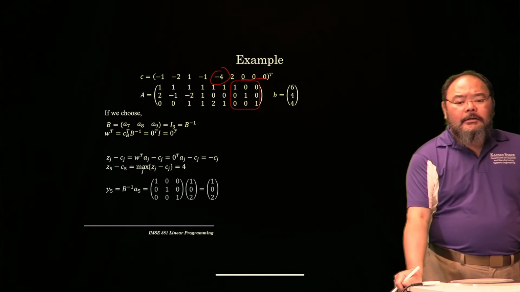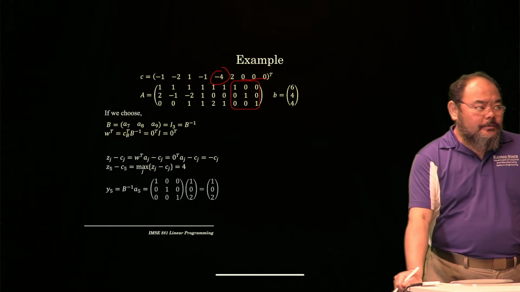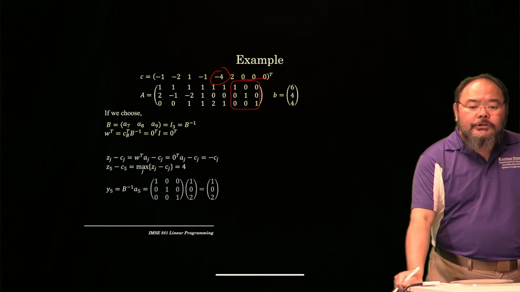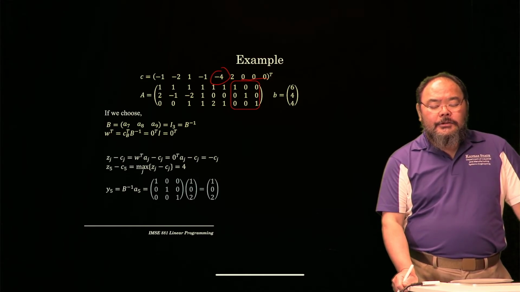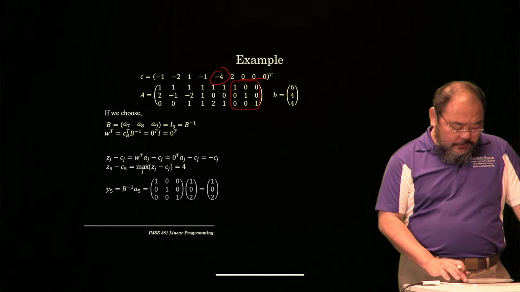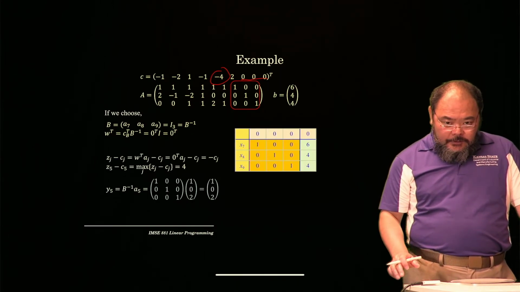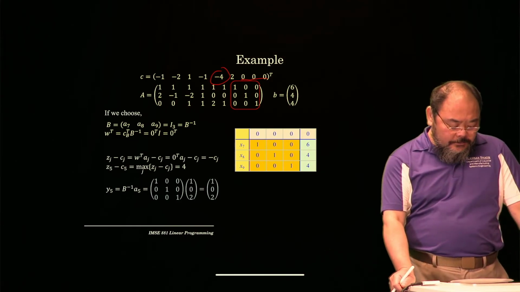So we can recalculate the new column corresponding to x5 by using B inverse times A5. A5 is the original column for x5, which is 1, 0, 2. And the B inverse right now is the identity matrix, so it's still 1, 0, 2. Next slide, I'm going to show you an efficient way to store the information.